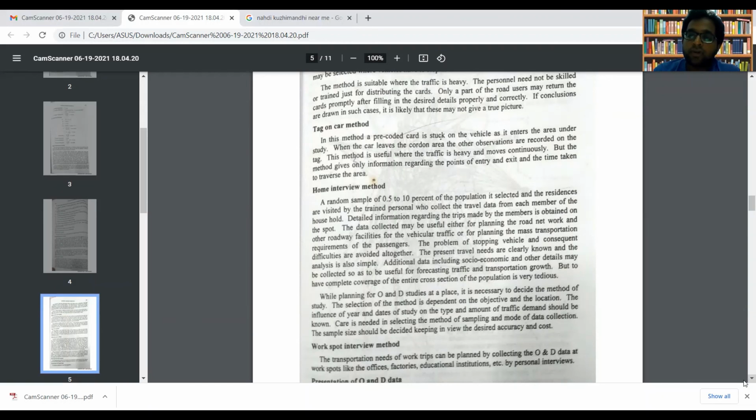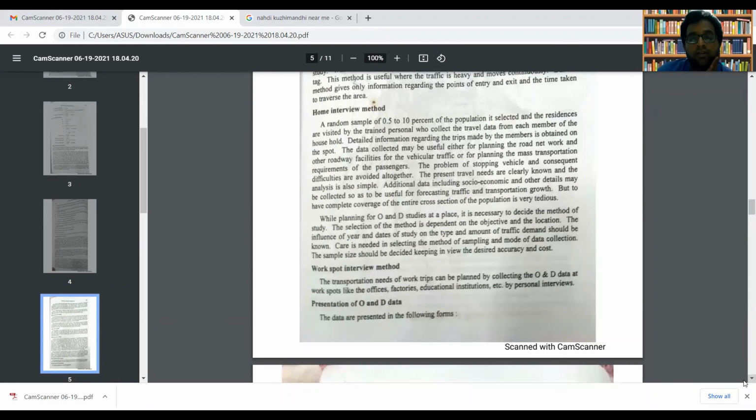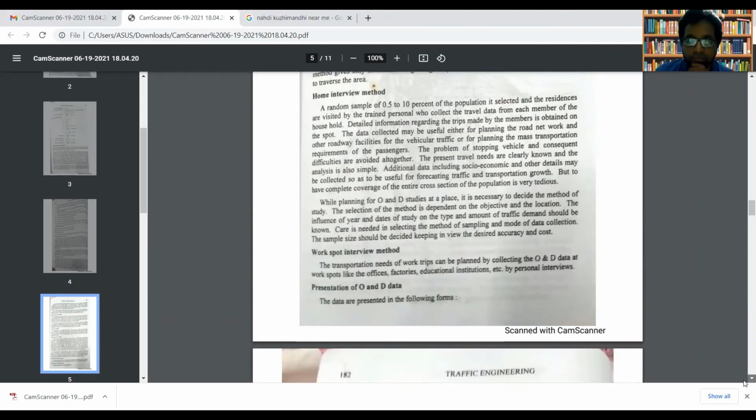One big advantage of the home interview method is that there is no problem of vehicles being stopped on the road. According to the convenience of the survey team, they can visit the different homes of the people and data can be collected. And one more method is the spot interview method. For persons who go to work on a daily basis, their work spots will be visited and questions will be asked regarding their travel habits.